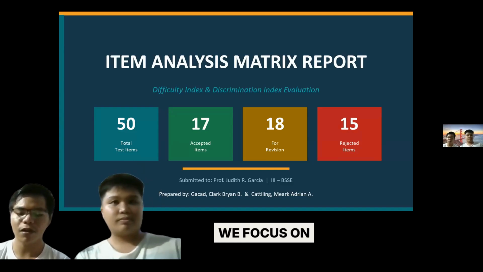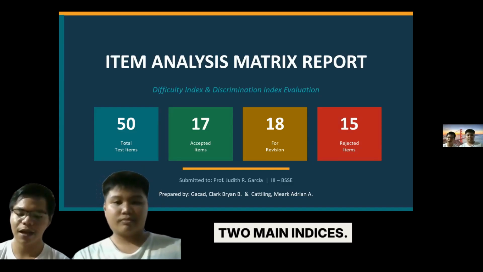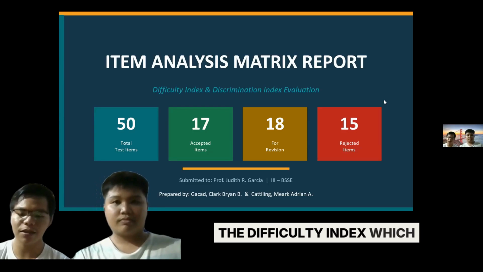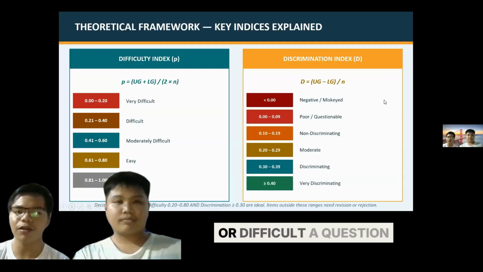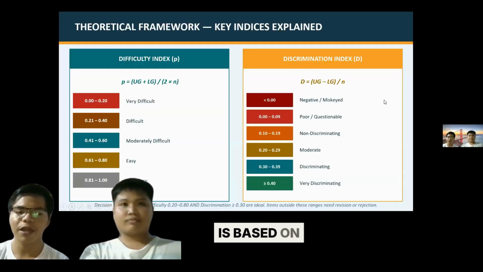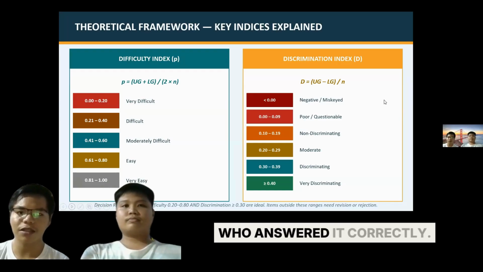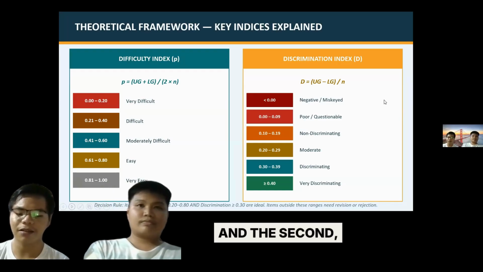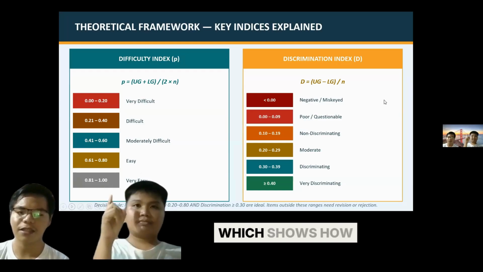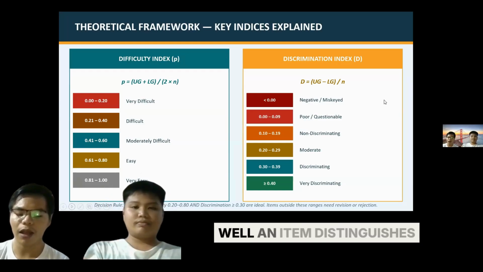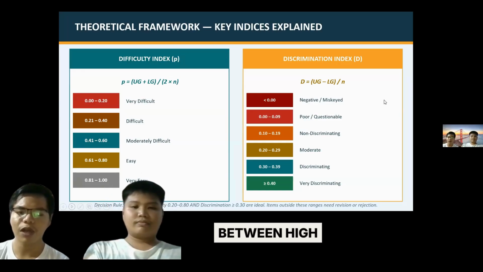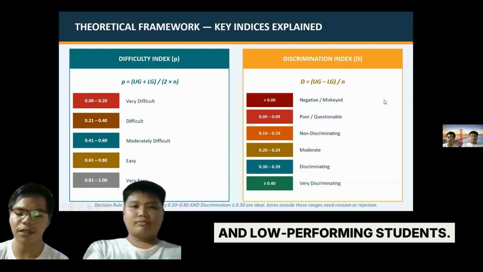Now, we focus on two main indices. The first one is the difficulty index, which measures how easy or difficult a question is based on the number of students who answered it correctly. And the second, the discrimination index, which shows how well an item distinguishes between high and low performing students.